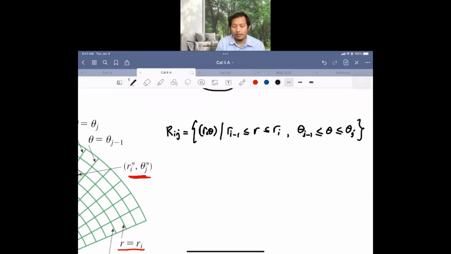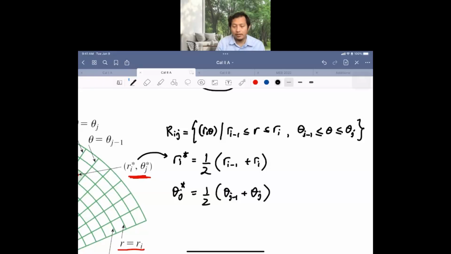Now these coordinates, we could define in terms of Ri, the middle part, being the average value of Ri minus 1 plus Ri. Let's say this is our definition. And theta will also be the average value of theta j minus 1 plus theta j. Let's say we have these two average values as our definitions for the center of the rectangle.